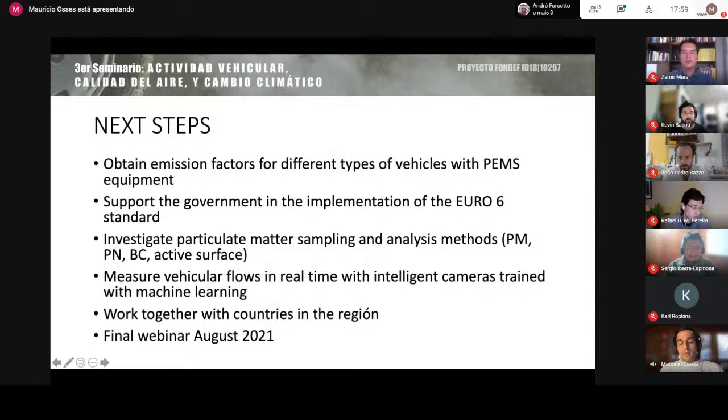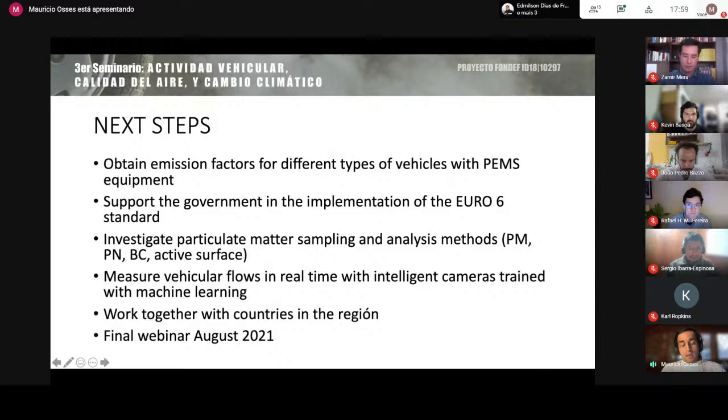In terms of research, we are very interested in particulate matter, or aerosols, really. Not only looking at particle mass, but also particle number. Black carbon is a big issue in Chile, and we are also trying to get the real emission factors of black carbon from different kinds of vehicles, and also active surface as well.